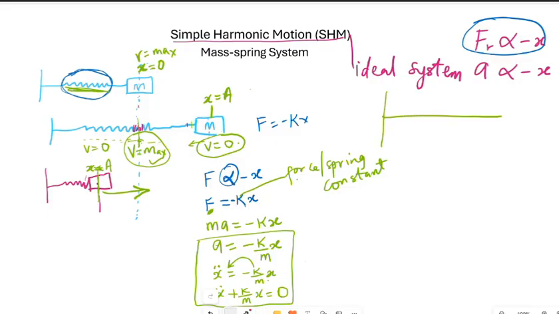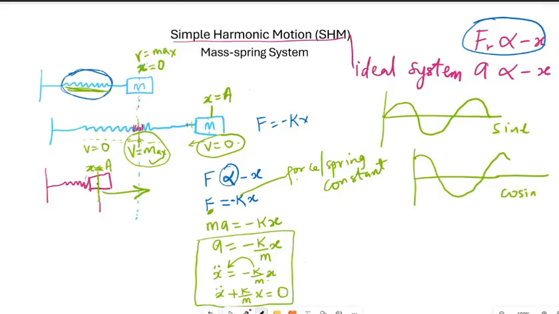Remember, a sine function starts from the origin, it goes like this. And remember, a cosine function, this is a sine function. For a cosine function, it starts from a point and it goes like that. So this is a cosine function.